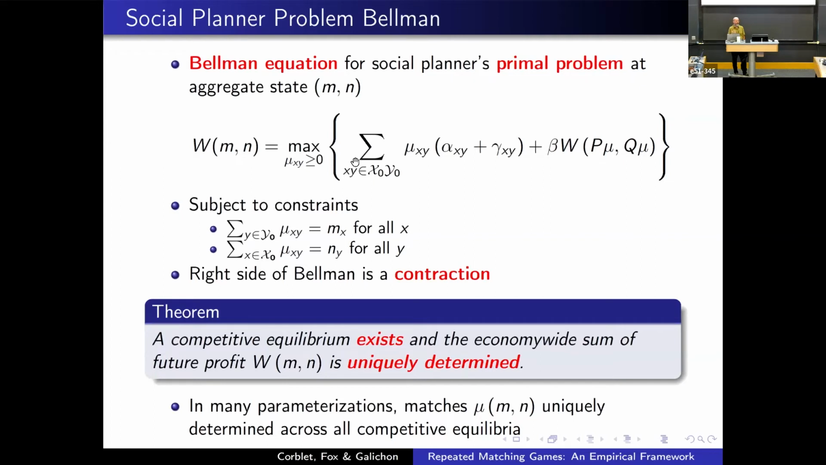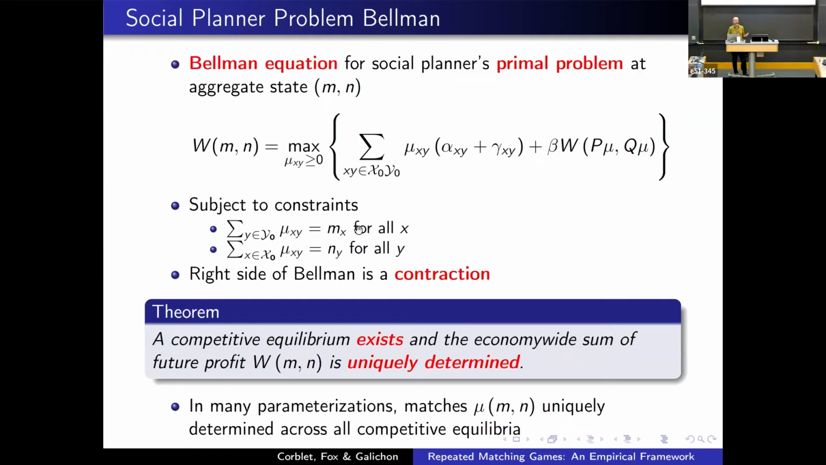The social planner is picking the matrix of match masses for all these different types of matches, X, Y, and then again we're getting this kind of flow fraction from the social planner's decision this period, and then there's some continuation value for the social planner. And the constraints are a little simpler now. I've put the transition rules in the Bellman equation itself.